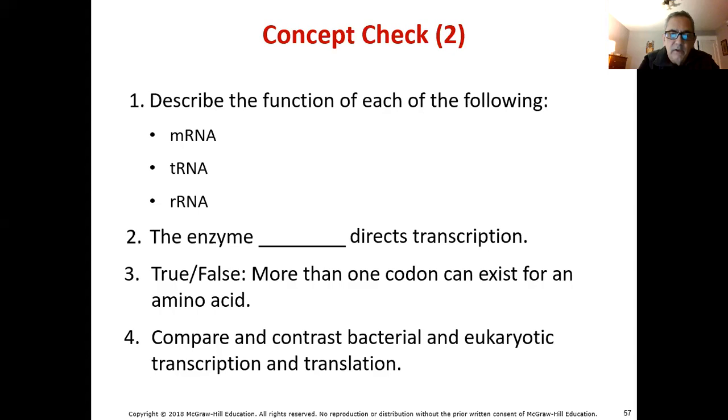site of protein synthesis. The blank enzyme directs transcription. That would be the RNA polymerase. True or false? More than one codon can exist for an amino acid. Is that true or false? Anyone? That is true.